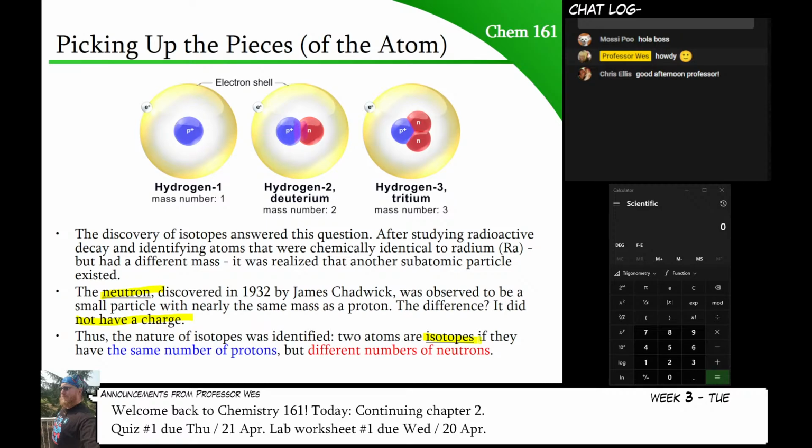Hydrogen normally is just a proton and an electron, and they spin around. This is the most abundant form of matter in the universe. Deuterium, which is also known as hydrogen-2, is a proton and a neutron coupled together in the nucleus, and there's an electron spinning around them both.